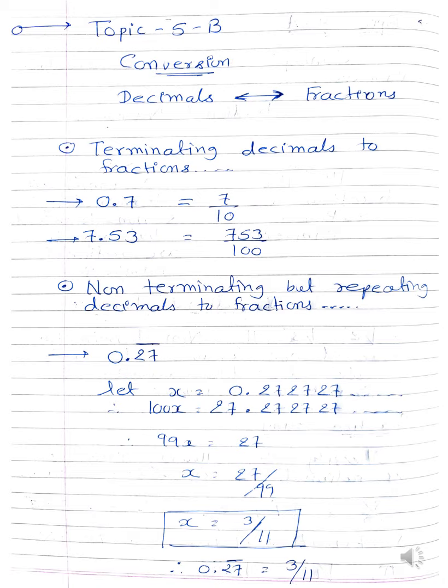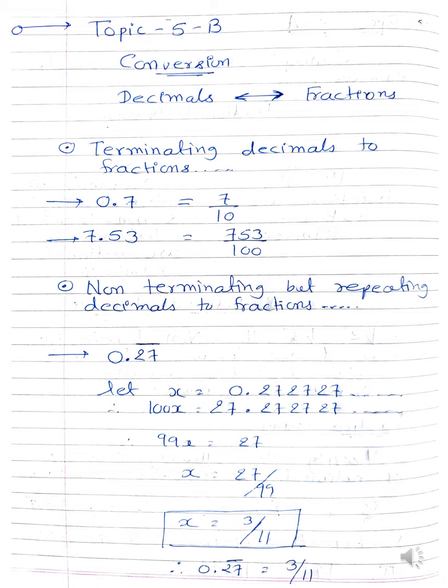0.7, you can write as 7 by 10. For 7.53, you can write 753 upon 100. So according to the decimals we have, we put that many zeros in the denominator. 0.7 has one decimal place, so we put 10 in the denominator, and in the numerator we write the number without the decimal point, that is 7 by 10. The similar thing we are doing with 7.53, that is 753 upon 100.